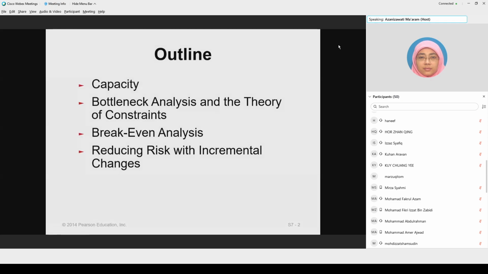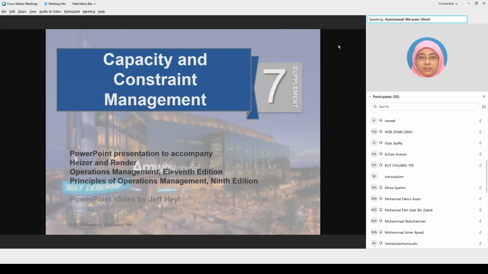Okay, we start with capacity and constraint management.